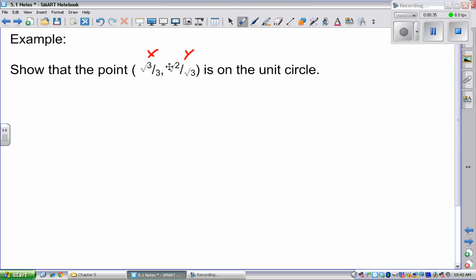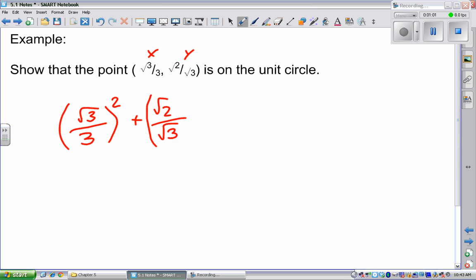So to show that square root of 3 over 3, square root of 2 over square root of 3 is on the unit circle, plug them both in. X squared plus y squared equals 1. So show that square root of 3 over 3 squared plus square root of 2 over square root of 3 squared equals 1. Show that that's true.